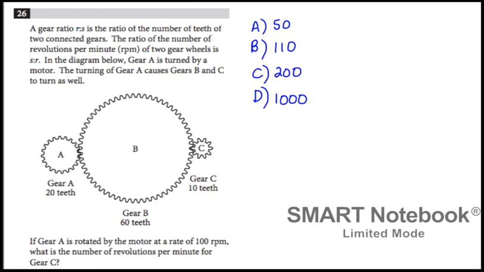A gear ratio, R to S, is the ratio of the number of teeth of two connected gears. The ratio of the number of revolutions per minute of those two gears is actually S to R, so it's actually the opposite ratio. In the diagram below, gear A is turned by a motor. The turning of gear A causes gear B and C to turn as well. If gear A is rotated by the motor at a rate of 100 RPMs, what is the number of revolutions per minute for gear C?